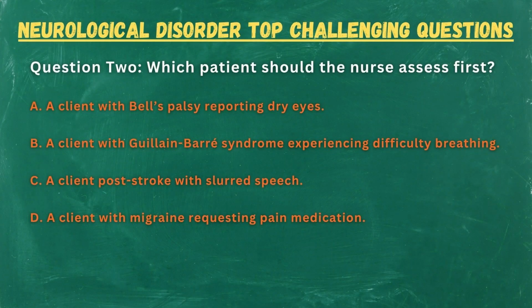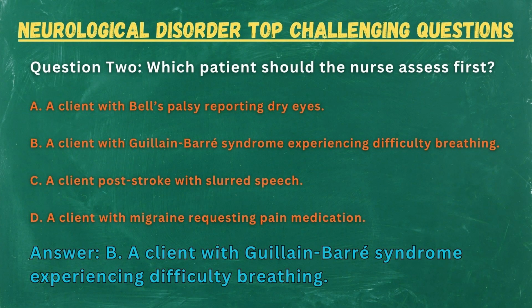Question 2. Which patient should the nurse assess first? A. A client with Bell's palsy reporting dry eyes. B. A client with Guillain-Barré Syndrome experiencing difficulty breathing. C. A client post-stroke with slurred speech. D. A client with migraine requesting pain medication. Answer. B. A client with Guillain-Barré Syndrome experiencing difficulty breathing.